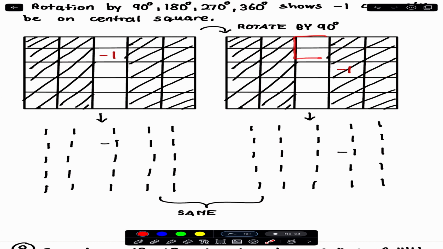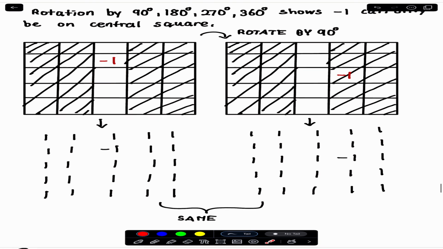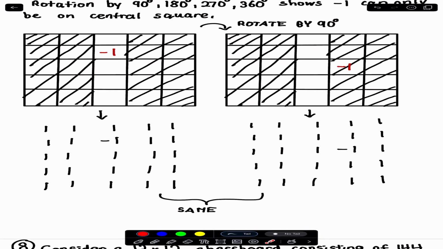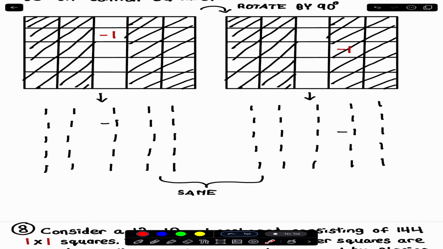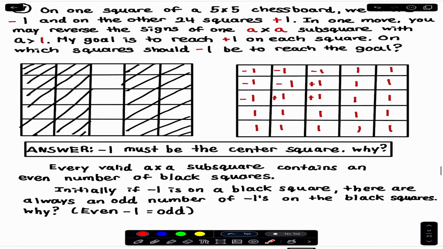So basically, these four squares, after some form of rotation, could end up on a black square. The only thing that remains invariant or unchanging would be the central square. It doesn't matter if you rotate it 90 degrees, 180 degrees, 270 degrees, it will always stay on a white square because that is the beauty of a central square. It doesn't move under rotation. So that is why -1 can only start on the central square.